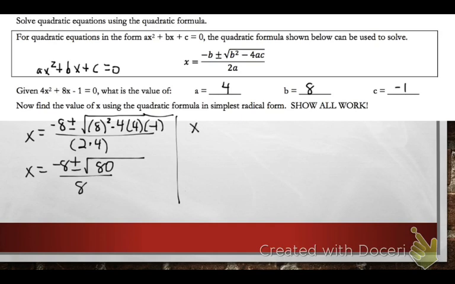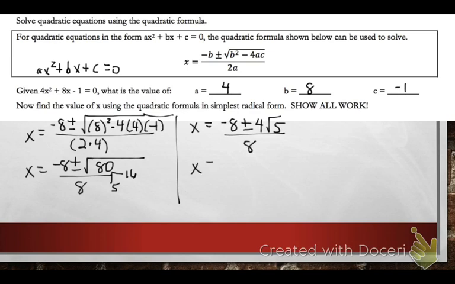Now I'm going to simplify the square root of 80. So I'll go back here. And then I can break that down into, let's think of the biggest, 16 and 5. So the square root of 16 is 4, and then we have the square root of 5 left. All divided by 8.